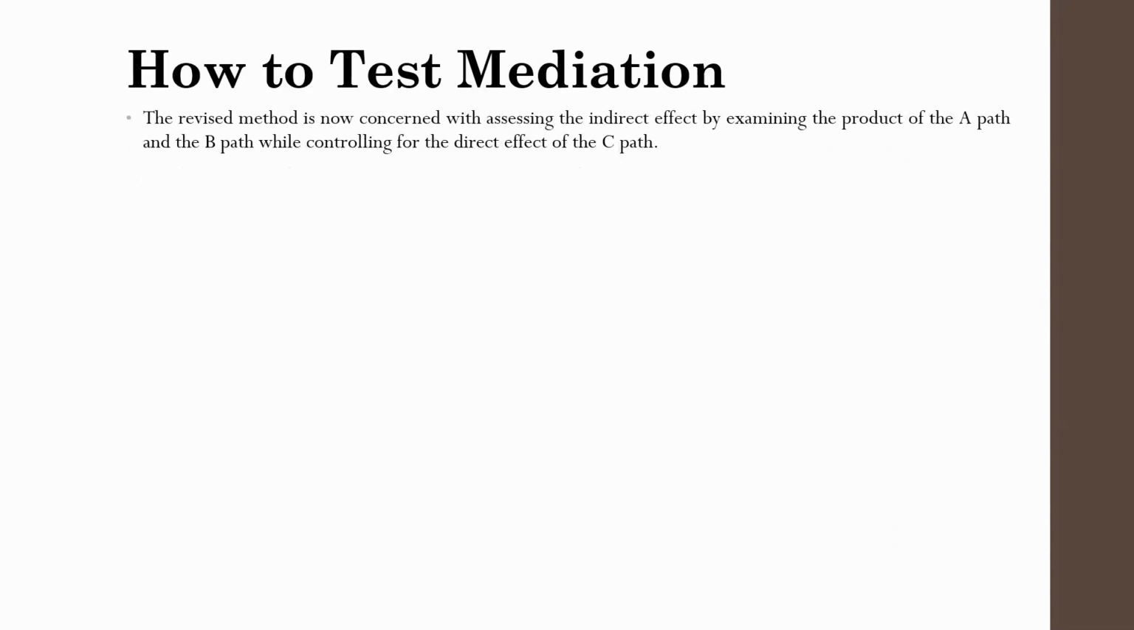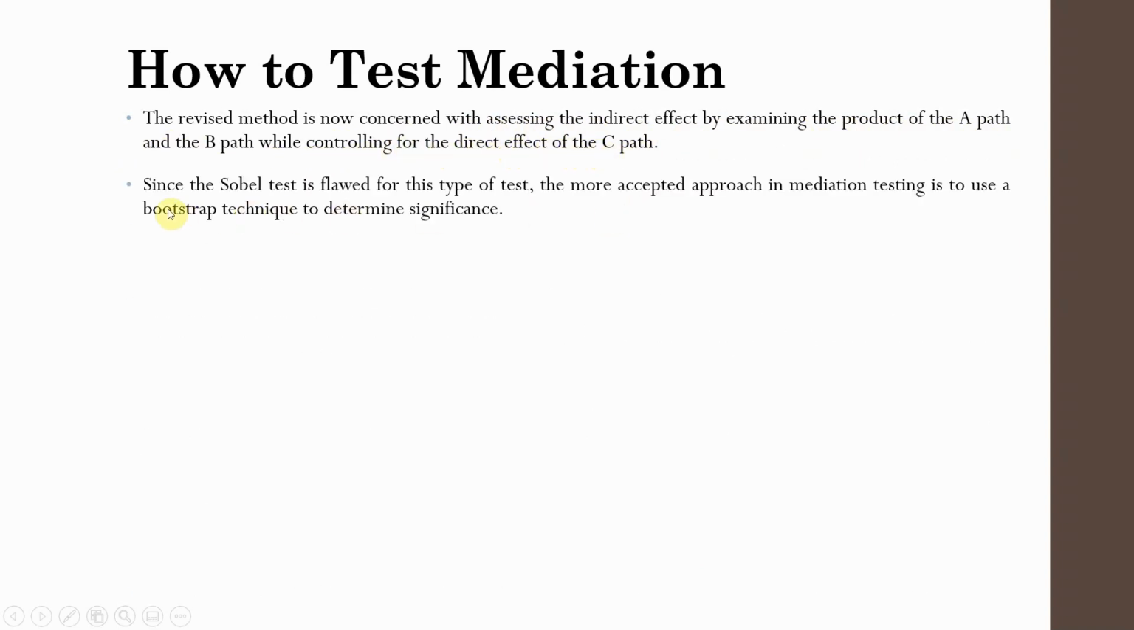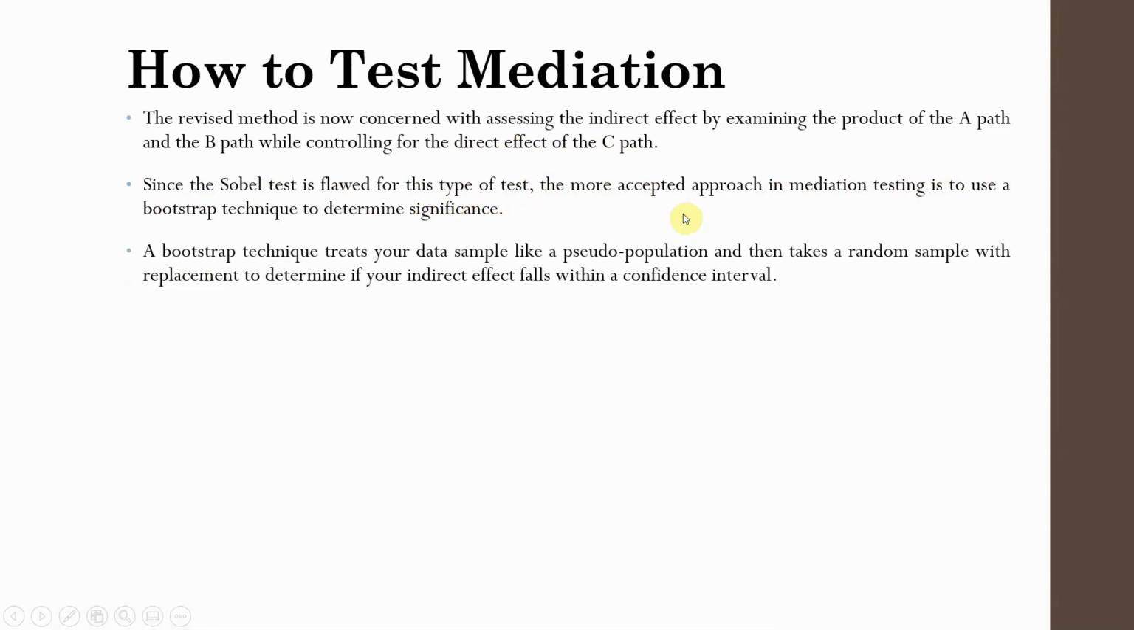Now how do we test mediation? The revised method is now concerned with assessing the indirect effect by examining the product of the A path and the B path while controlling for the direct effect of the C path. Since the Sobel test is flawed for this type of test, the more accepted approach in mediation testing is to use a bootstrap technique to determine significance. A bootstrap technique treats your data sample like a pseudo population and takes random samples with replacement to determine if your indirect effect falls within the confidence interval.